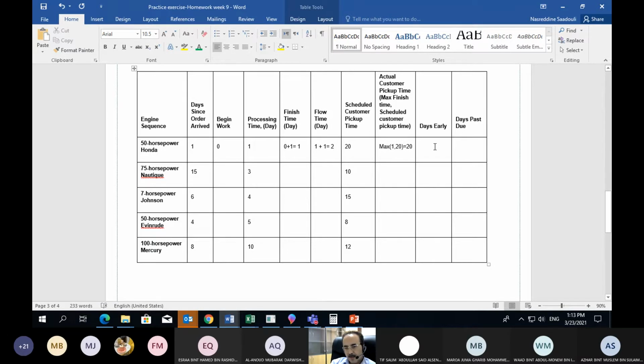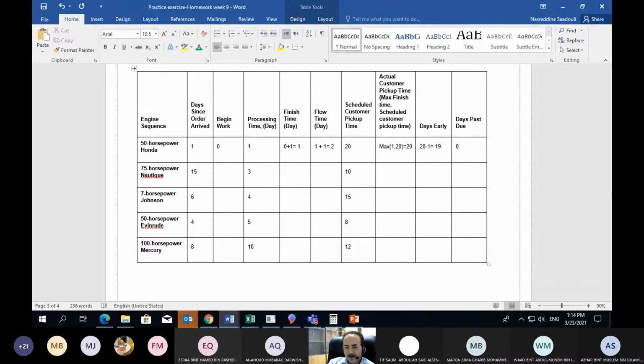For the days early, we take the actual pickup, so 20, minus the finish time, so 1, and that gives us 19. Intuitively, that means we have finished this job 19 days before it is due, before the customer picked it up. If it is 19 days early, even without calculation, what do I know about the days past due? If it was early, it cannot be late, it must be 0.